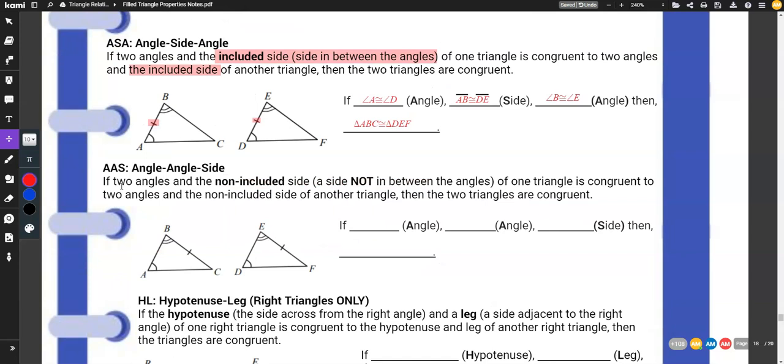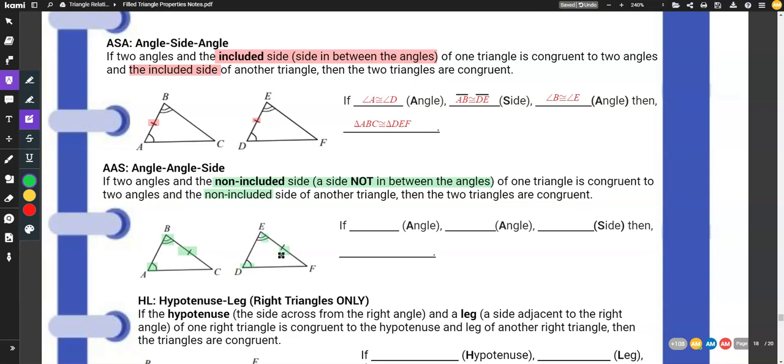Our next one is called angle, angle, side. Again, this is two angles and the non-included side. That is the side that is not in between the angles. In this case, it is not included. If two angles and the non-included side are congruent to two angles and the non-included side of another triangle, then the triangles are congruent by angle, angle, side. So again, here we have angle, angle, side, angle, angle, side.